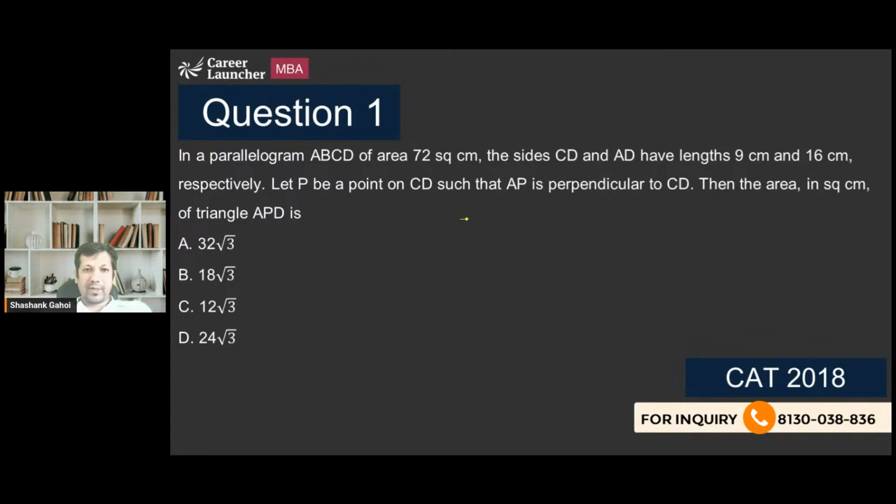So what we can do, I am going to draw a parallelogram like this. This is C, this is D, this is A, this is B. The area of this is 72. CD is 9, this is 9. AD is 16, so BC will also be 16 because it is a parallelogram. Let P be the point on CD such that AP is perpendicular. So I'm drawing the perpendicular from A to this. So this is P.